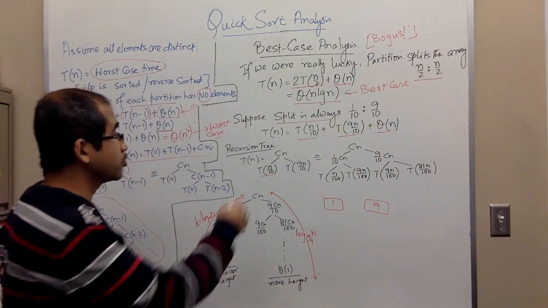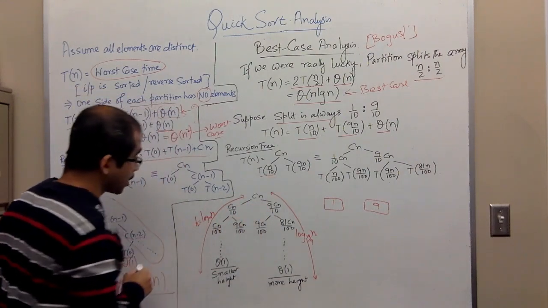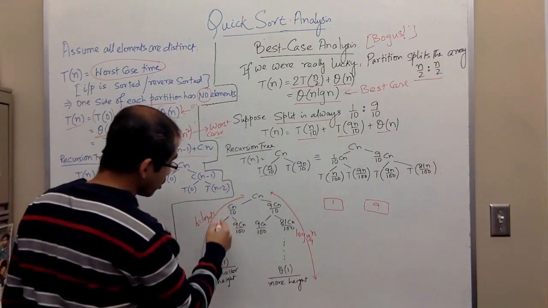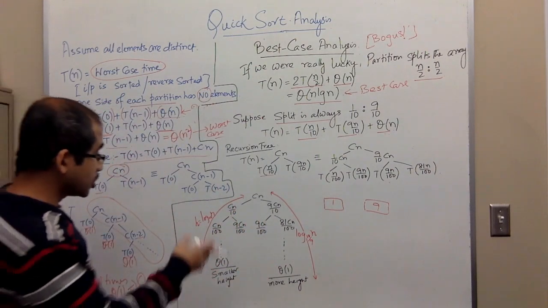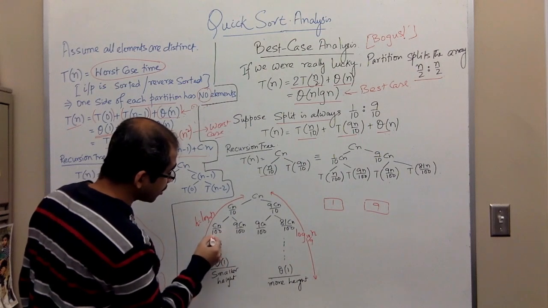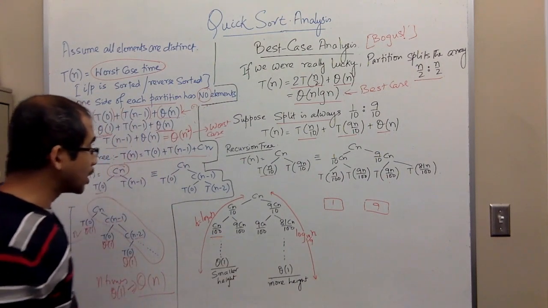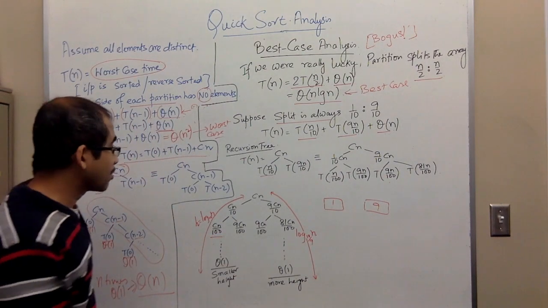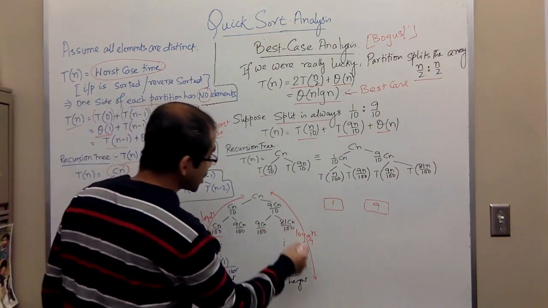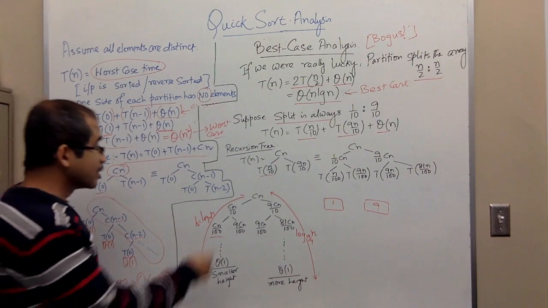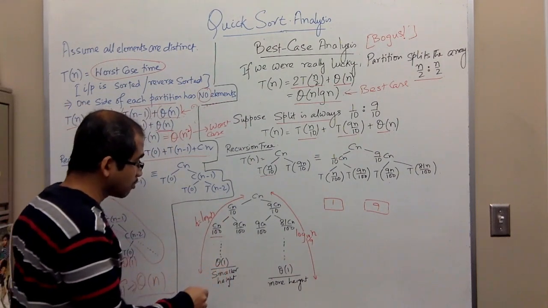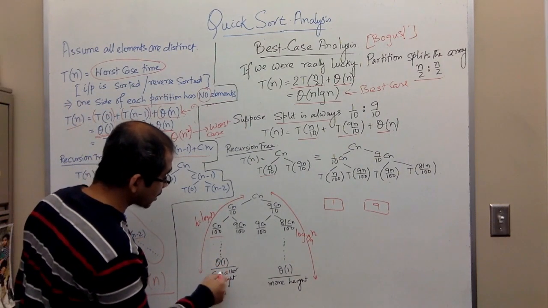So in this way the tree grows, and we continue growth until we get to a single element. Now you see this side of the array is reducing every time by 1 by 10, sorry, and this side is reducing every time by 9 by 10. So definitely this side will finish much faster. Okay, so this will have a smaller height.